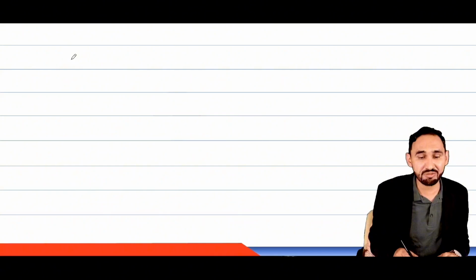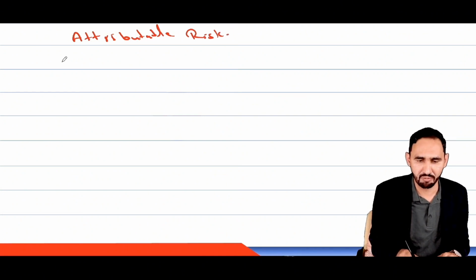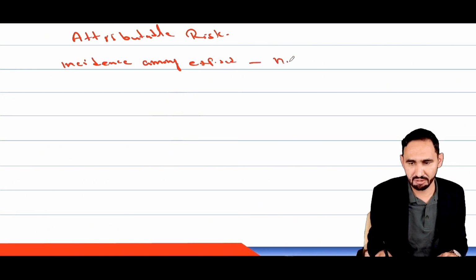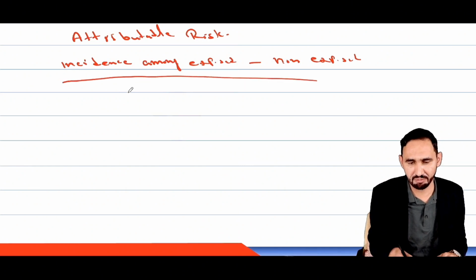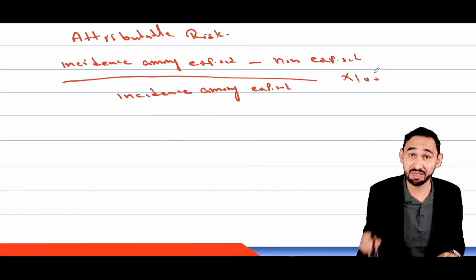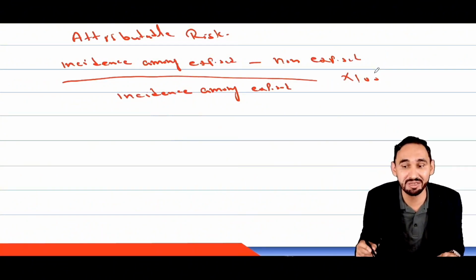How will we measure attributable risk? Attributable risk shows specificity. We will subtract incidence among non-exposed from incidence among exposed. Then we'll divide this by incidence among exposed. This is the formula. We'll multiply this by 100. Always remember the multiplier. Multiplier of incidence was 1000. Multiplier of attributable risk is 100.